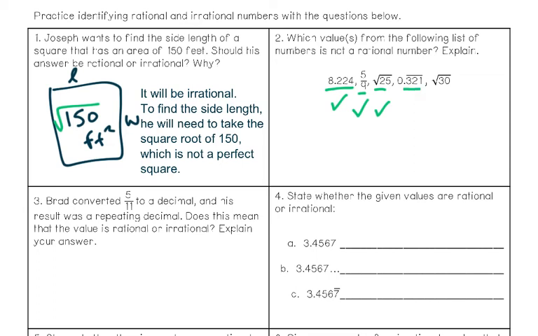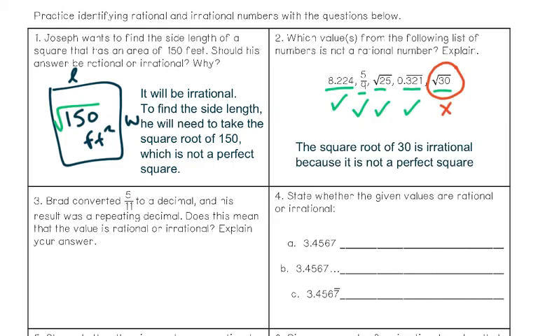0.321 with a repeating bar over the 321 means that it goes 0.321, 321, 321. So it does repeat. It repeats the 321. So that is rational. And then the last one, the square root of 30 is a non-perfect square. There's nothing times itself that gives you 30. So our answer to this one would be a decimal that doesn't ever repeat and doesn't ever end. So the square root of 30 is an irrational number.